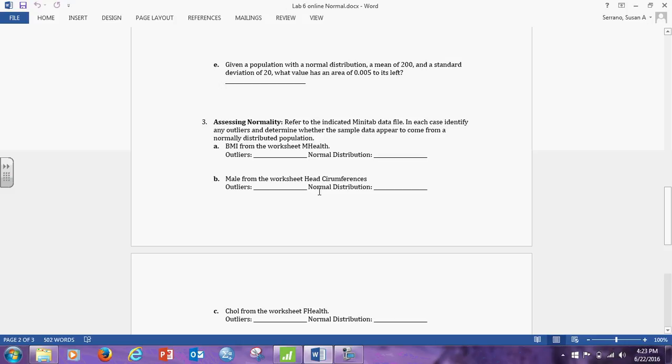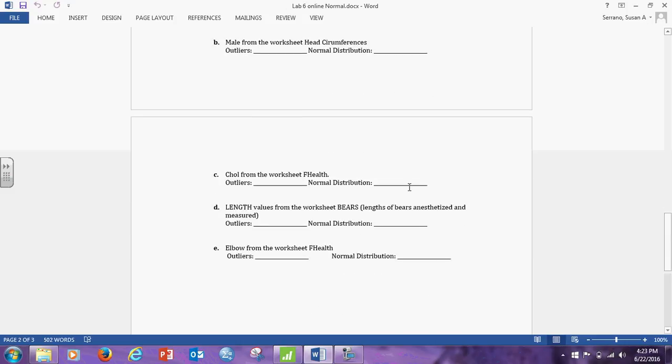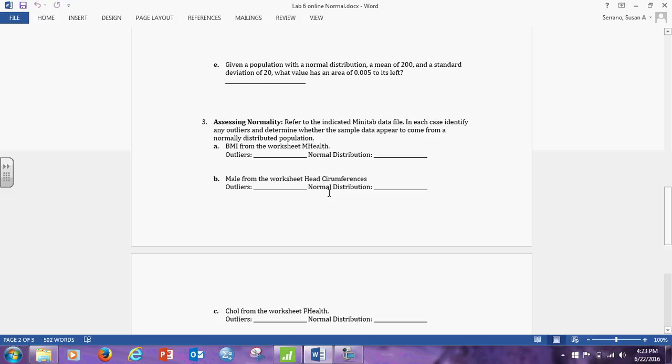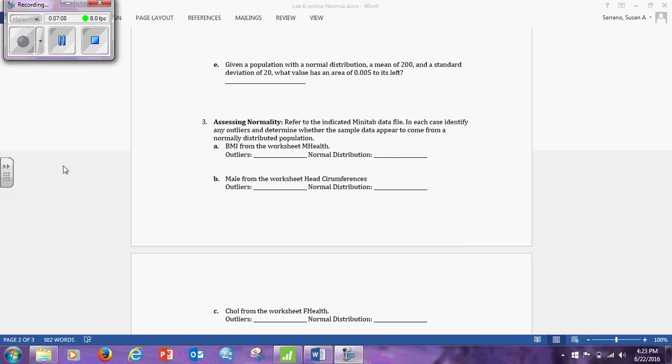Do the same thing for the rest of these. Okay, and you should find all of these on either the data disk that came with your book, or if you didn't get a data disk with your book, remember I put all the Minitab data sets on the portal for you. So that's the end of Lab 6. Let me know if you have any questions.